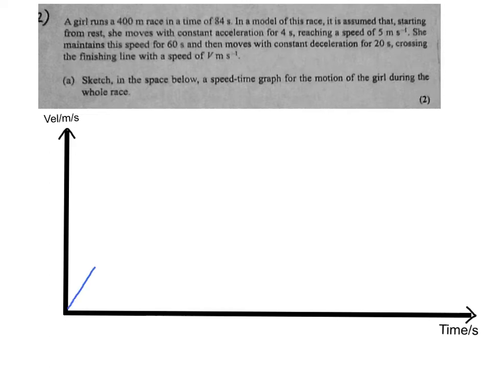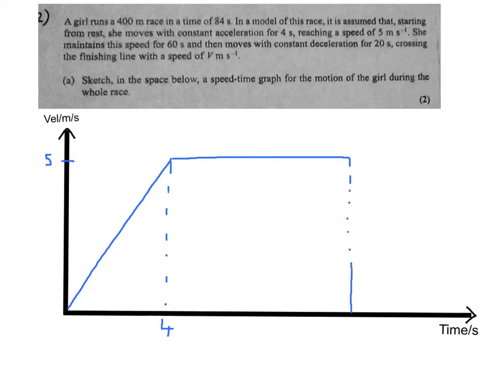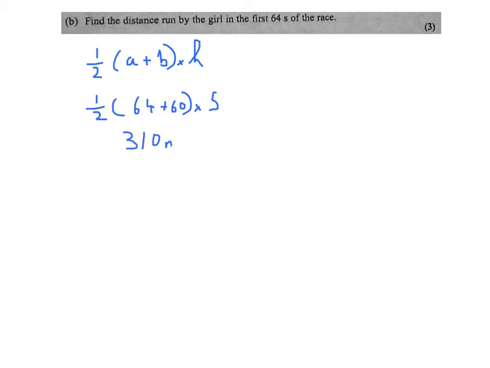Constant acceleration for 4 seconds, reaching a speed of 5. Constant speed, and then a deceleration. The distance run by the car in the first 64 seconds is the area of a trapezium, which is a half of A plus B times the height. So the two parallel sides are 64 plus 60 multiplied by the height, which is 5, giving a total distance of 310 meters.